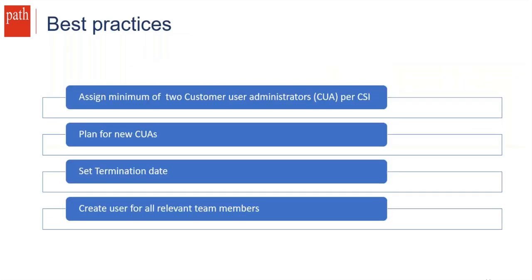Now, we will talk about some of the best practices for user management. CUA, which is Customer User Administrator, is the most important user account in MOS. It is highly recommended to create at least 2 CUA roles for every CSI. This helps in case one of the CUA users suddenly quits the organization. You should always plan to have 2 CUAs. Therefore, in case one of the CUAs quits, you should immediately assign the CUA role to another person, and you can do this by adding a new user or using an existing user too.